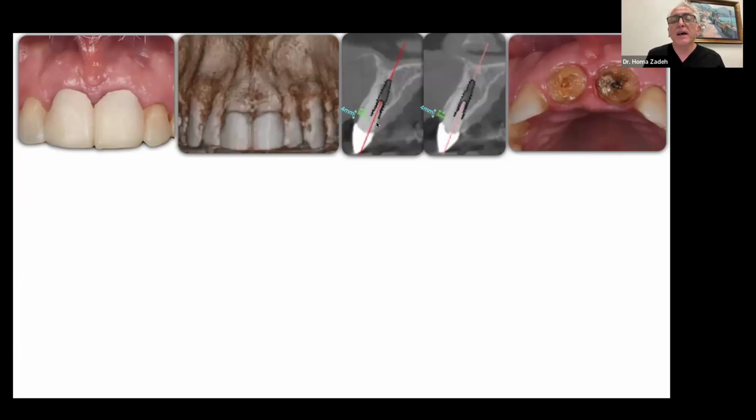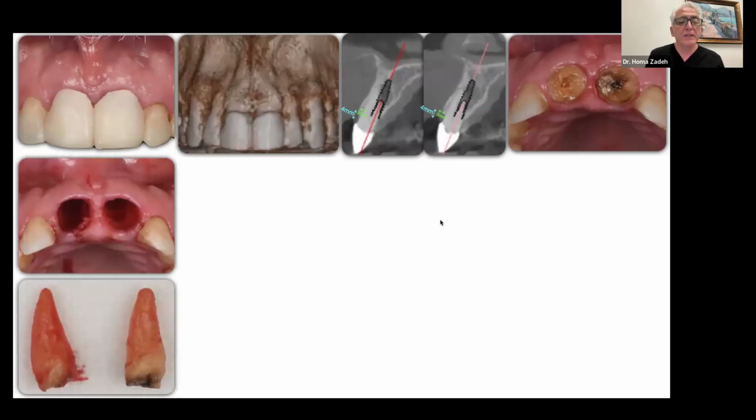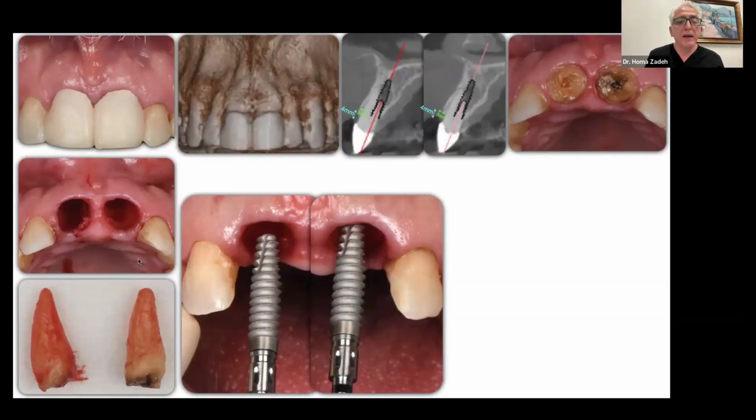For that reason, I selected a narrow implant. This is a 3.8 millimeter diameter implant. So I extracted these teeth very carefully without damaging the peri-implant tissues or bone. So the bone was very stable.